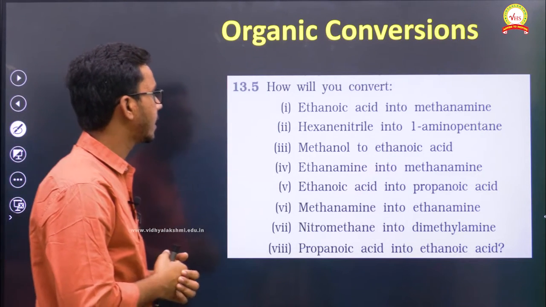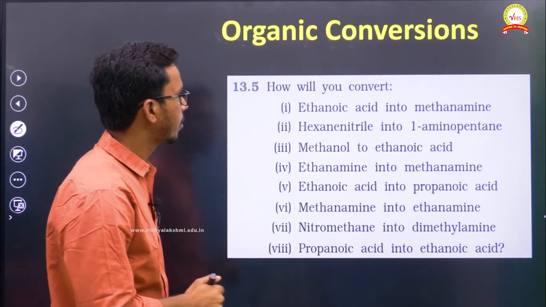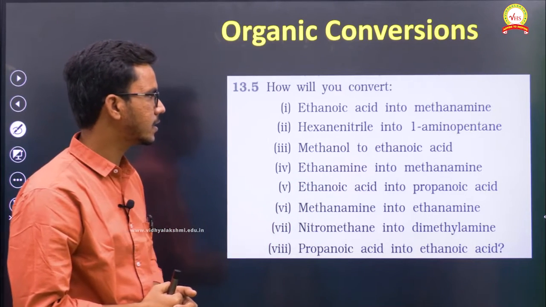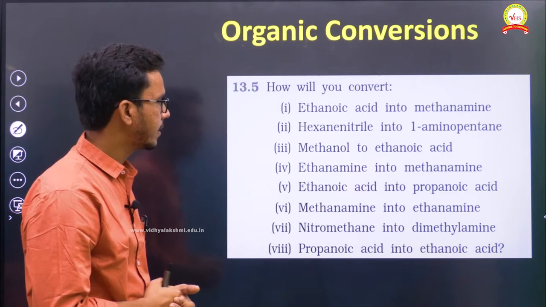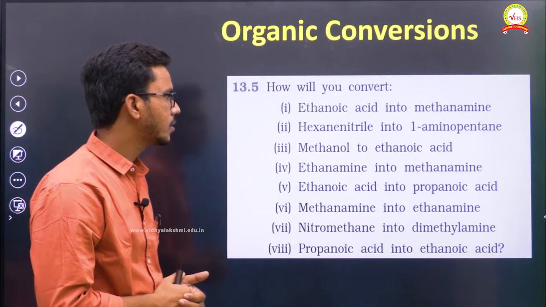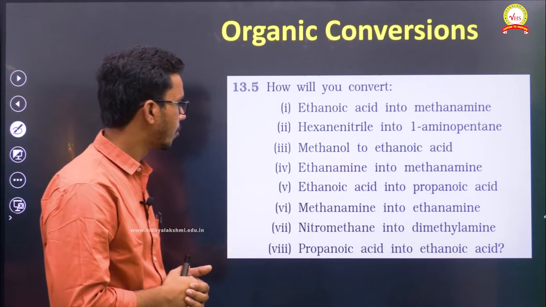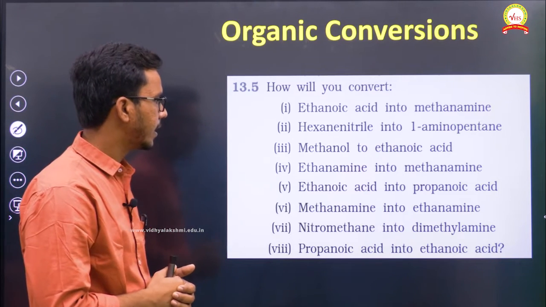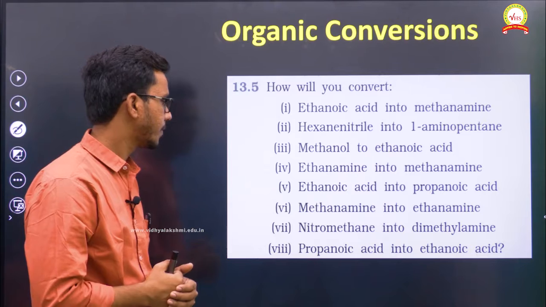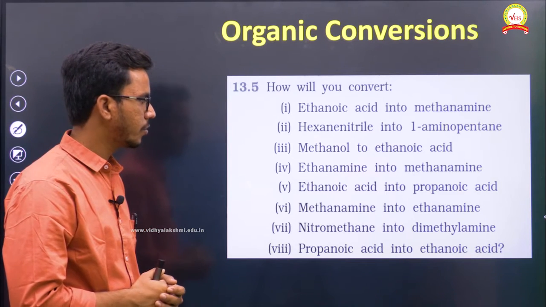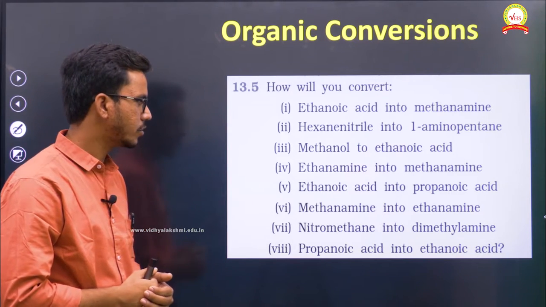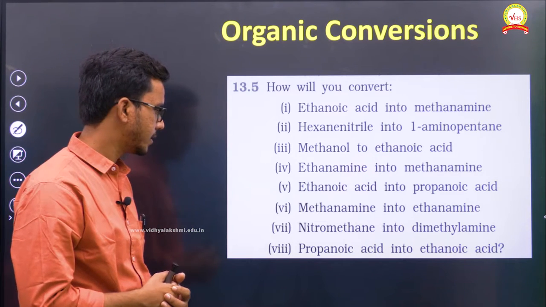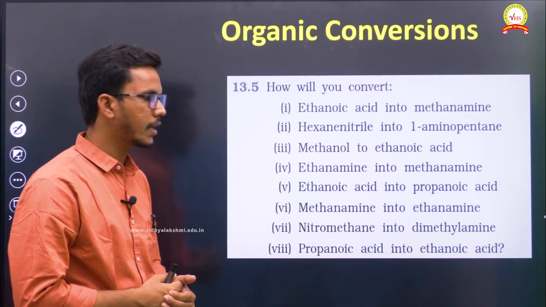We have certain organic conversions where ethanoic acid can be converted into methanamine. The second one is hexane nitrile into 1-aminopentane. Third one, methanol to ethanoic acid. Fourth one, ethanamine into methanamine. Fifth one, ethanoic acid into propanoic acid. Sixth one, methanamine into ethanamine. Seventh one, nitromethane into diethylamine. The eighth one is propanoic acid into ethanoic acid.